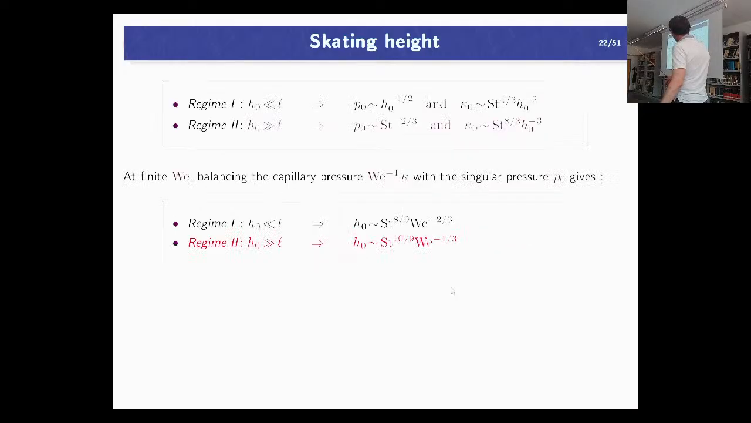However, we can try to understand the skating height using the scalings for the singularity. So we come back to the two regimes, and we suppose that the capillary pressure is balanced by the pressure. If we do that, we find two behaviors for the skating height that correspond to regime 1 and regime 2. One is Weber to the minus 2/3, and the other one is Weber to the minus 1/3.